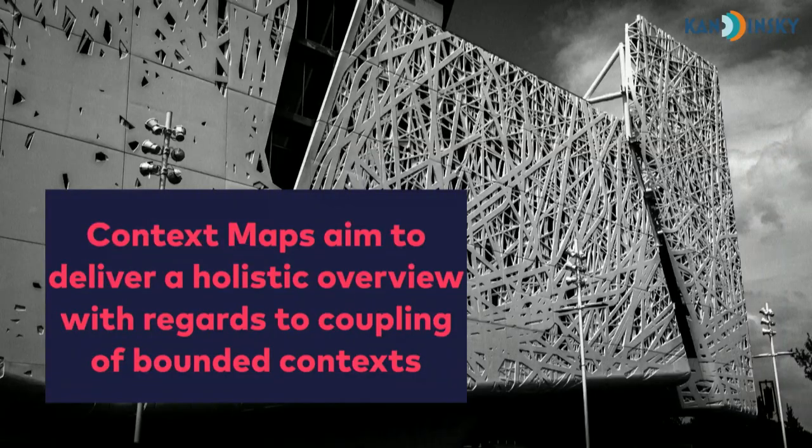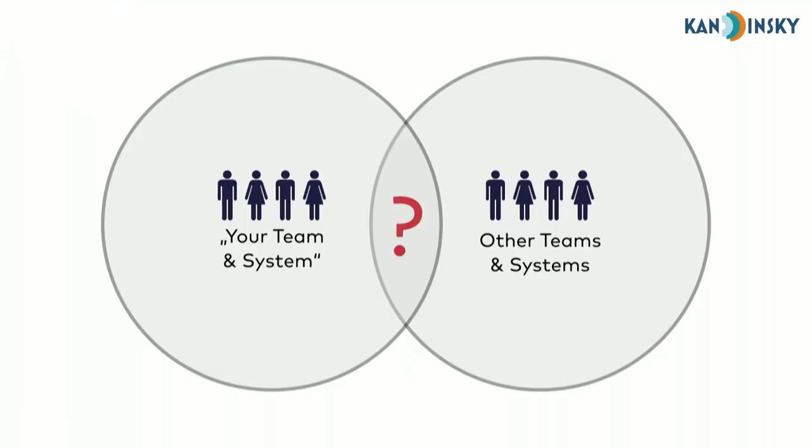And the context map goes ahead and tries to give us a very holistic overview over all those kinds of coupling. So it's not just about technical aspects. Actually, the context map doesn't talk about technical coupling aspects a lot. Yeah, there are nuances in there. Basically, in the end, it boils down to a contact point of one team or system or bounded context to another team, system or bounded context. And this relationship can be on quite a few levels.